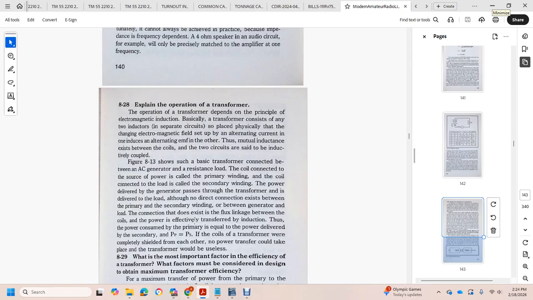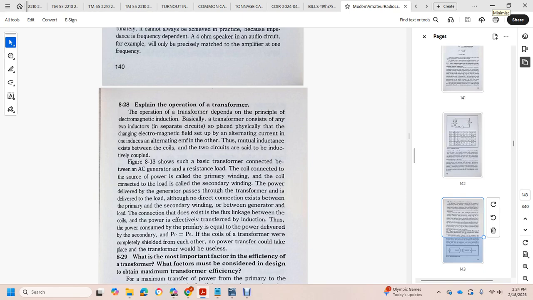The coil connecting to the power source is called the primary winding. The coil connected to the load is called the secondary one, and the power delivered by the generator passes through the transformer to the load. There is no direct electrical connection between the primary and secondary, between the generator and the load. The flux linkage between the coils lets the power be effectively transferred by induction.